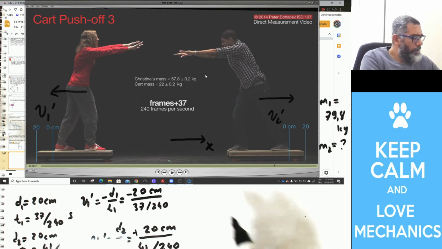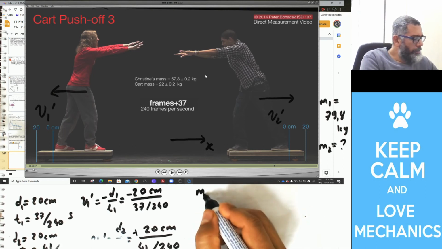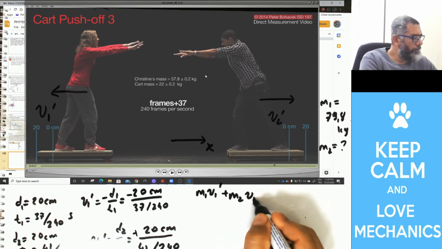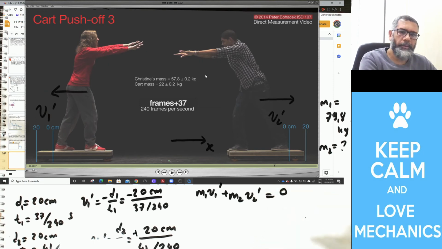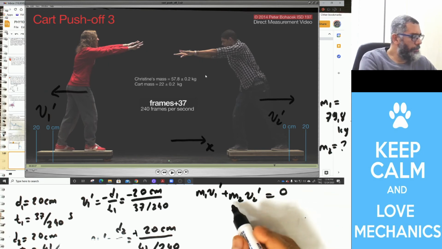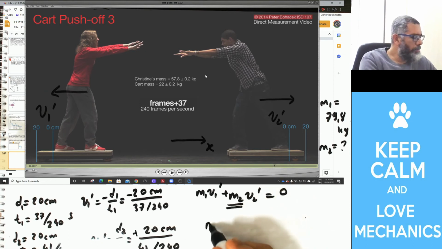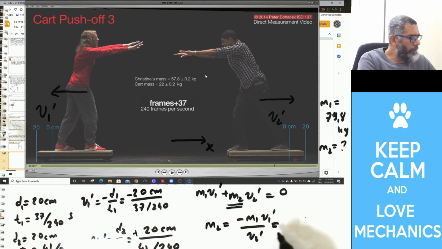So the sum m1 v1 prime plus m2 v2 prime must be equal to 0. And what we want to find is m2, the boy's mass. By this, m2 is going to be minus m1 v1 prime divided by v2 prime. But v1 prime is itself negative, and the 20s are the same for both.